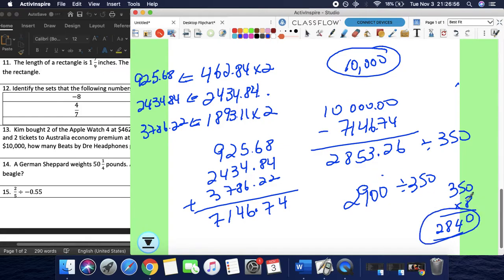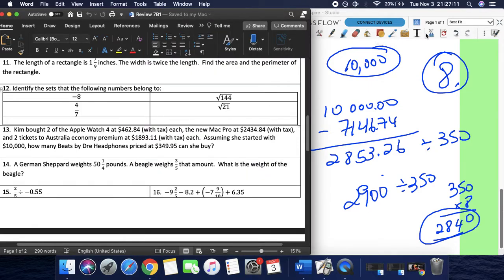So how many Dr. Dre's headphones can he buy? He can buy a total of 8. And he'll have some left over. Okay, so the magic number is 8 items.